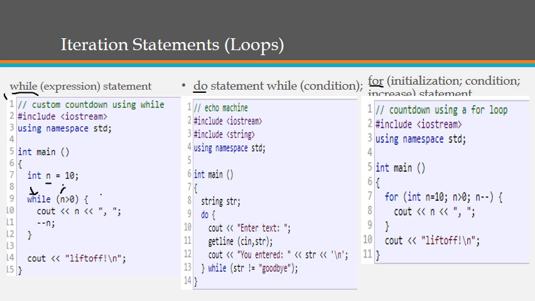So this will continue and continue until n is not greater than 0, which for example will be when n equals 0. N equals 0, and is it greater than 0? This would be false, so it would stop and it would print left.